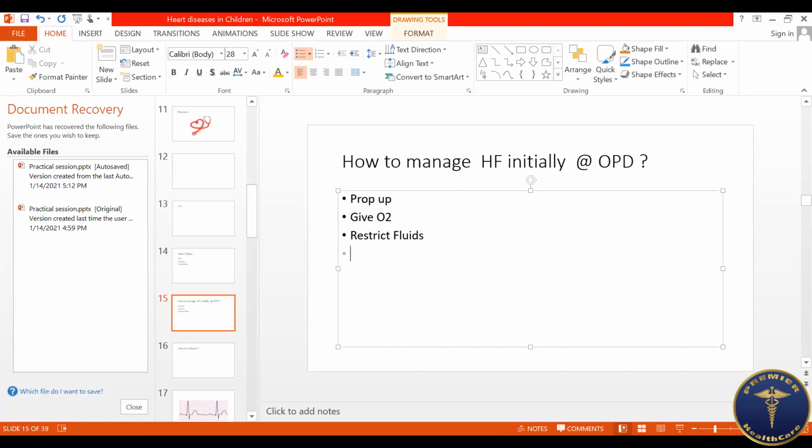What else? Now suppose you have restricted fluids. What does that mean? You are no longer giving fluids, but whatever the child is already having inside his body will remain. That is the reason why he has already got breathless. So isn't it a good idea to remove some extra fluids? Yes or not? Yes.